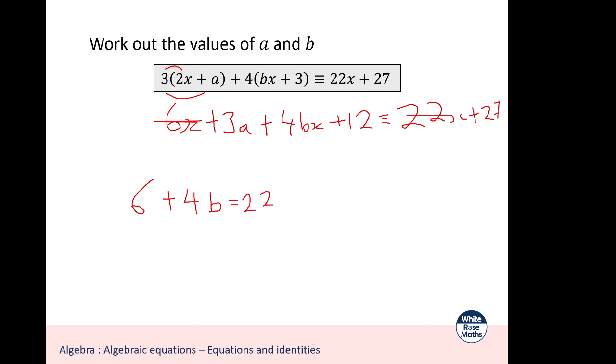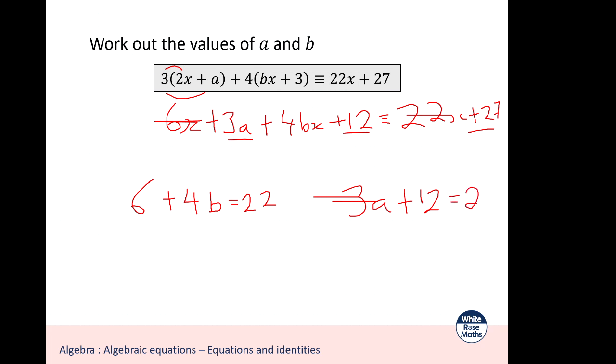And then I can also say that all the constants have to make 27. I can say that 3a plus 12 has to equal 27. Does that make sense so far, guys? Does that make sense?